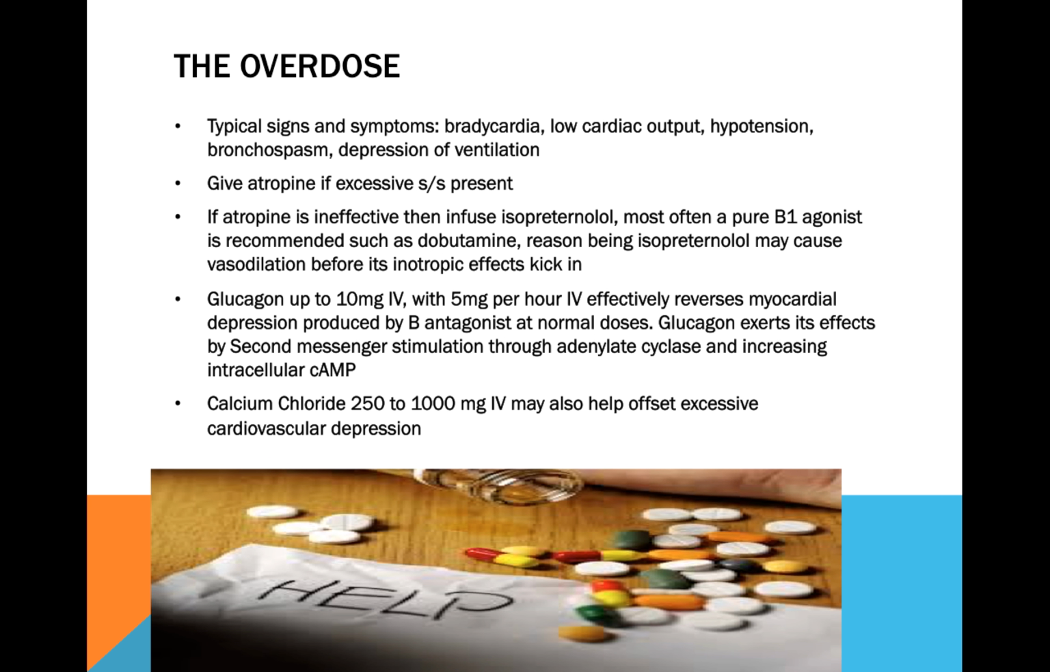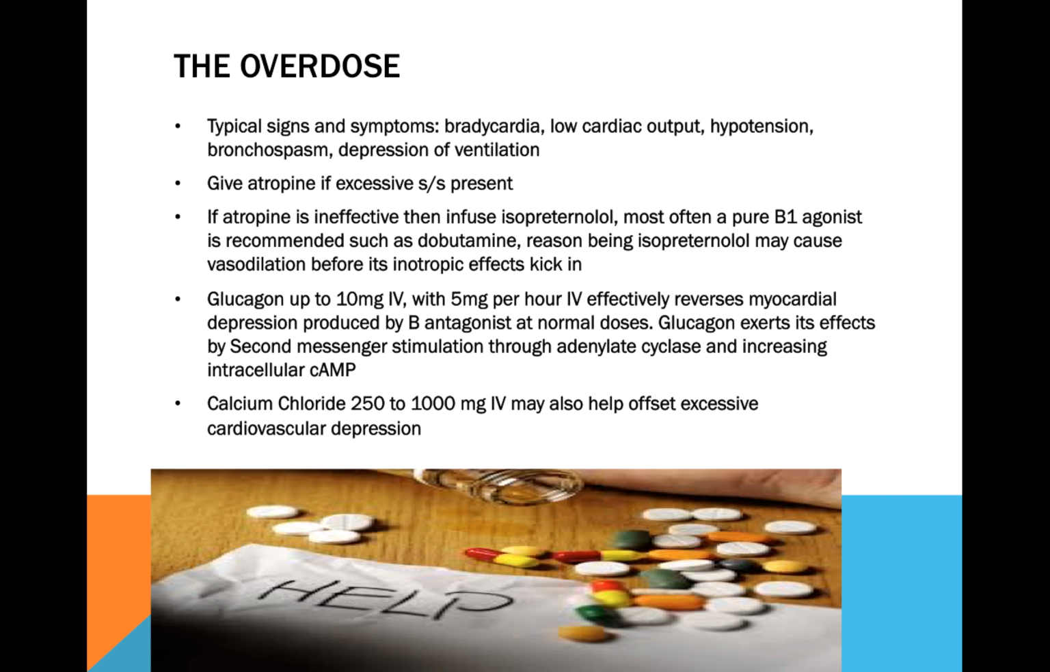This is a pure beta 1 and beta 2 agonist. Oftentimes it's recommended to go to dobutamine, which is a pure beta 1 agonist. The reason being, isoproterenol may cause vasodilation before its inotropic effects kick in. Very important note.